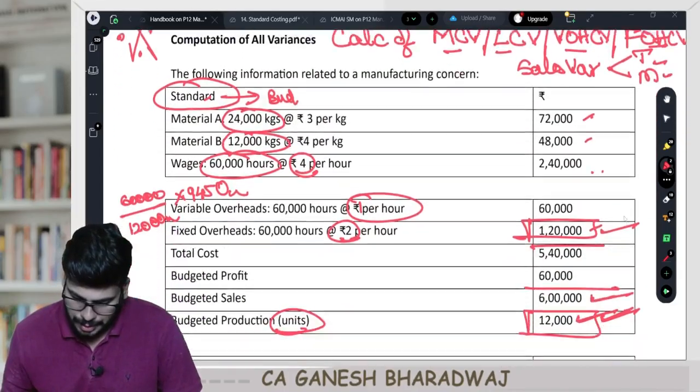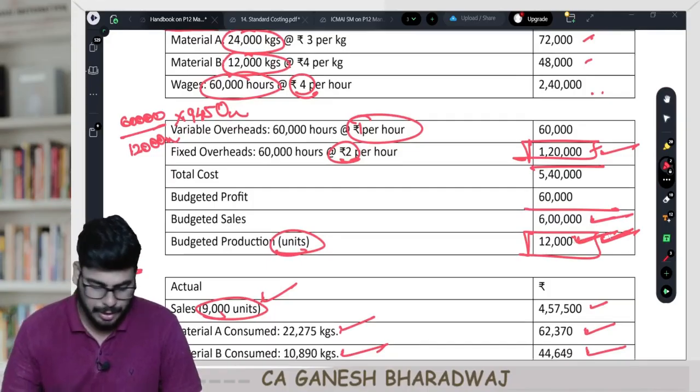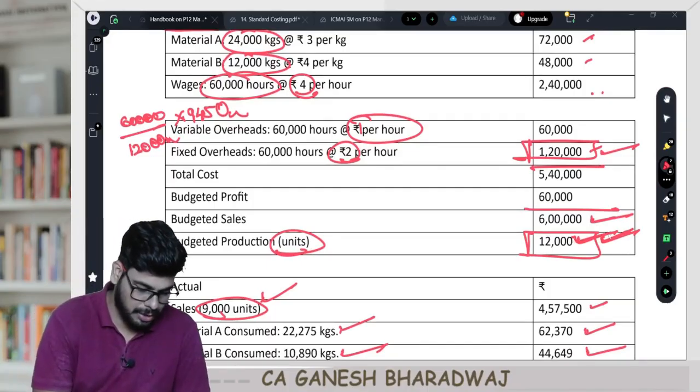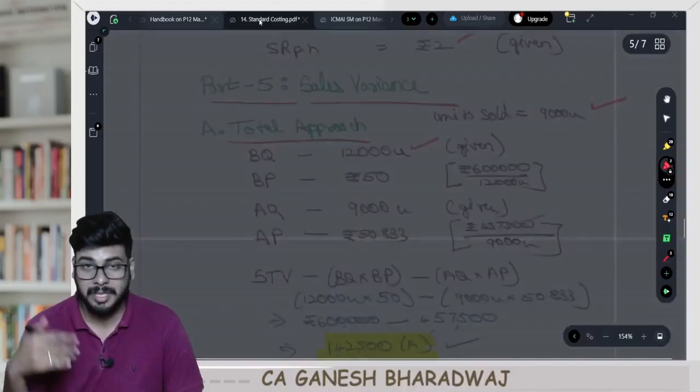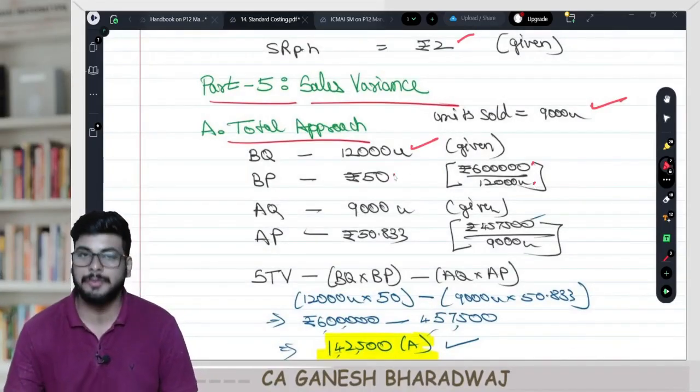6 lakh rupees is the budgeted sales for how many units? It is the budgeted sales for 12,000 units. So 6 lakhs divided by 12,000 units. What is the selling price per unit? The budgeted selling price per unit is going to be 50 rupees. 6 lakh upon 12,000, it's going to be 50 rupees.